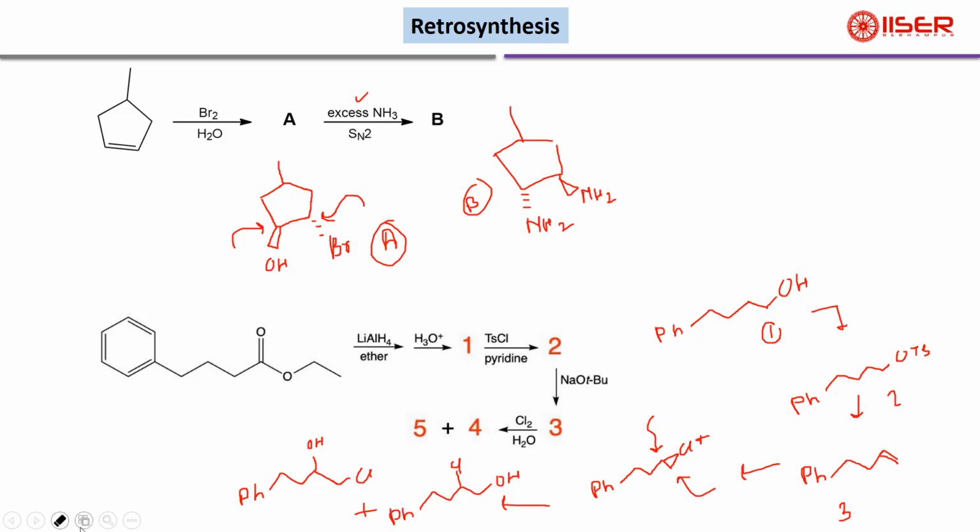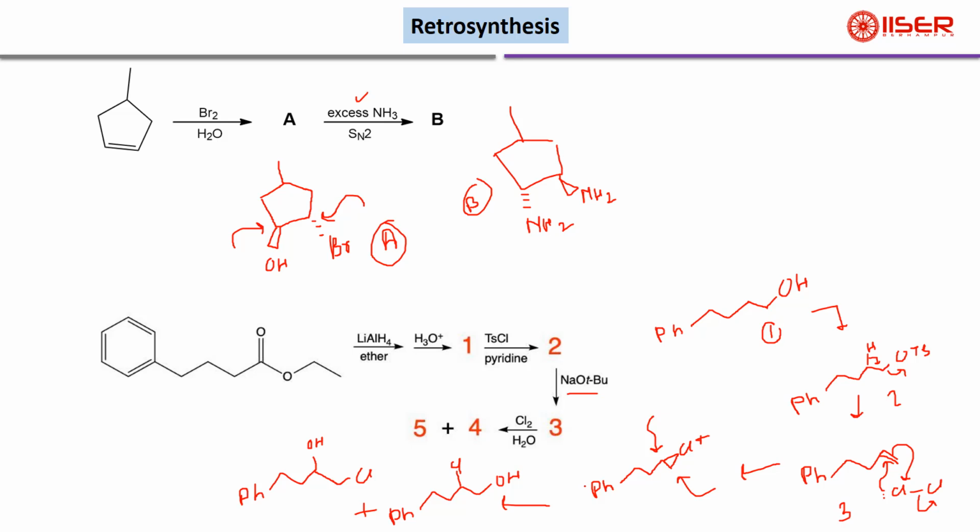And then, elimination of the OTS group through a base, sodium tertiary butoxide. There is an elimination of OTS. That will give an alkene. After that, if you add chlorine here, it undergoes chloronium ion formation, like the double bond will attack here and the chlorine lone pair will attack this double bond again and this will eliminate from the system. So it will form a chloronium ion.